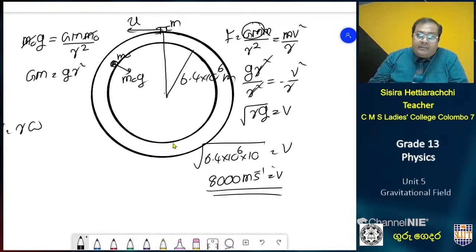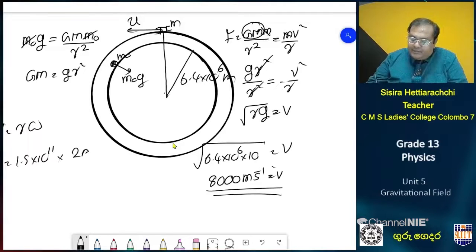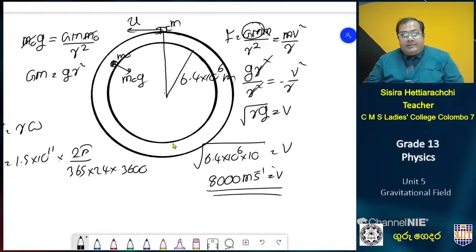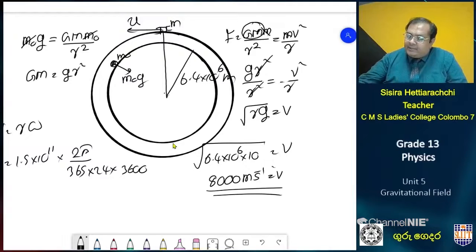v equals R omega, right? Radius, I told you, is the distance between the center of the Sun and the Earth, 1.5 × 10^11. Omega, you know, is 2 pi over the time period of the Earth, 365 days, right? Then you can find the velocity of the Earth. It will be closer to 30 kilometers in 1 second, right? Very huge value. This is a basic application of Newton's gravitational law. Then we did the same kind of questions, now a little bit different one.